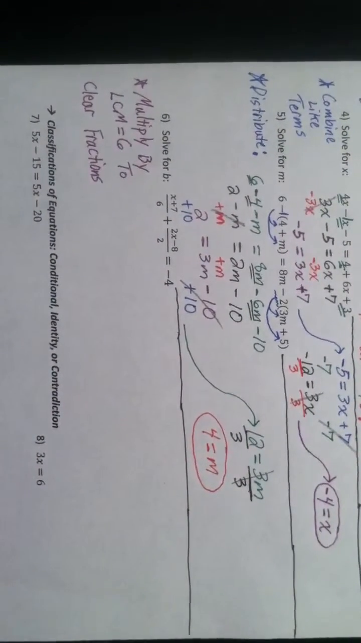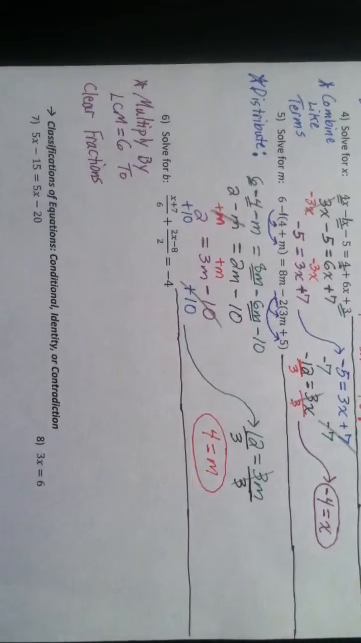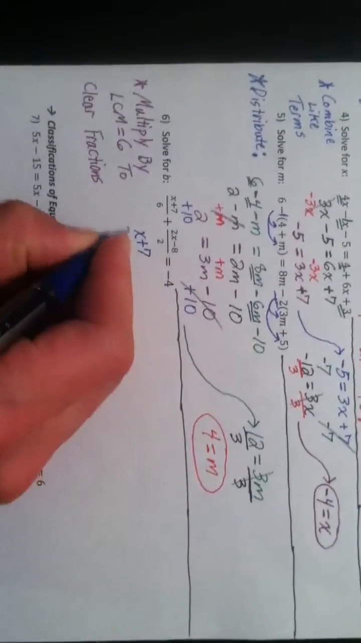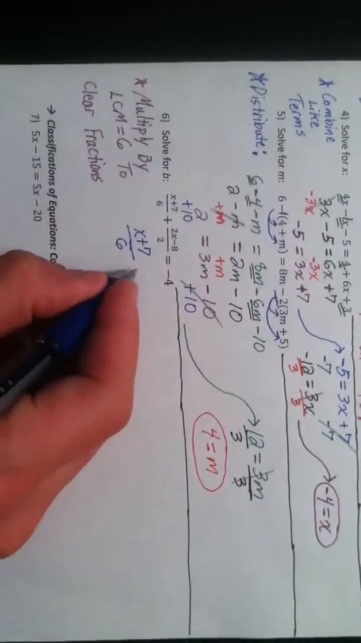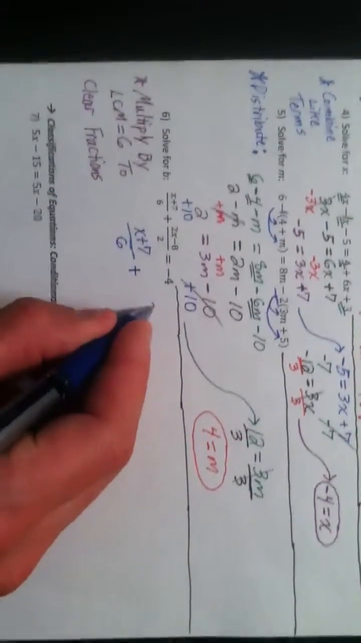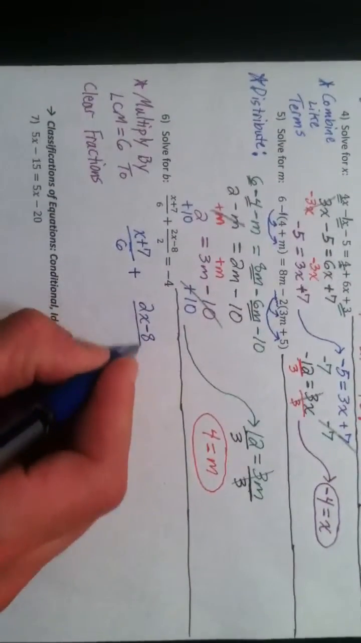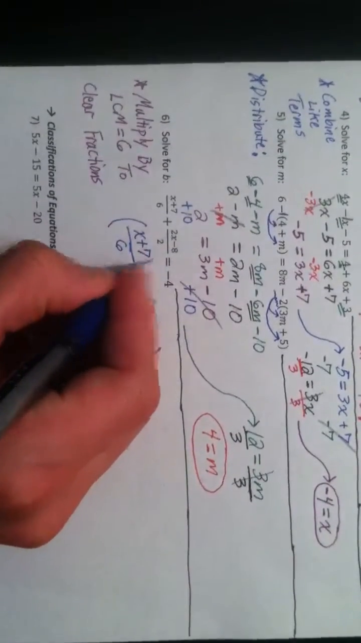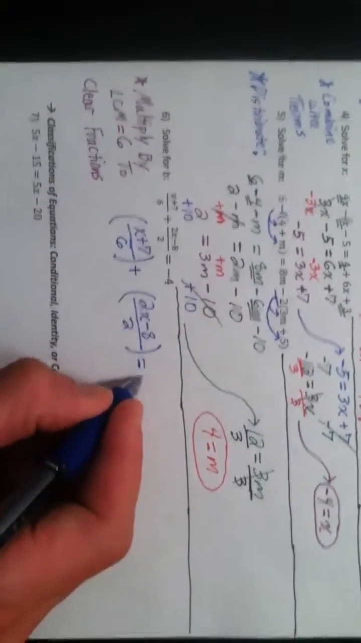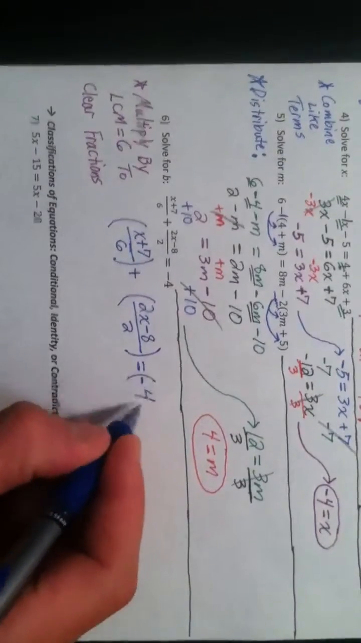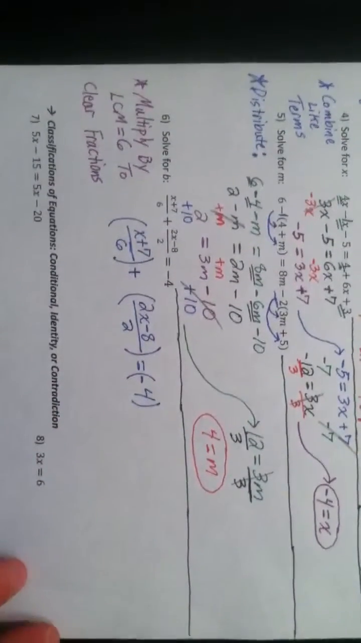Okay. So taking our original problem, I'm going to rewrite that. x plus 7 over 6. I'm going to leave a little space because we're going to be multiplying things in here. 2x minus 8 over 2. I'm going to put our original problem in parentheses for now. Equals negative 4. Okay. I'm going to put that in parentheses there. So there's our original problem.